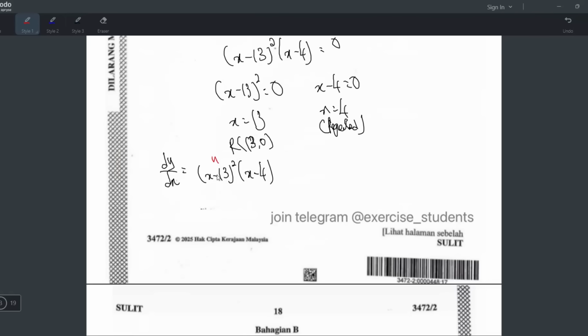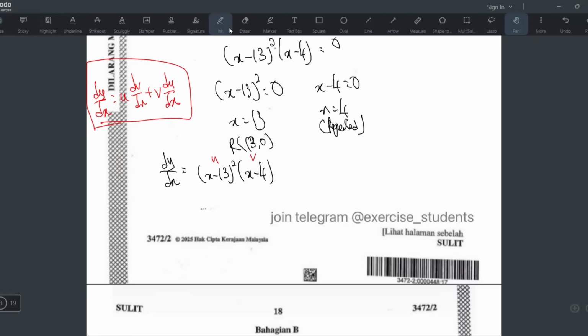So let U be (x minus 13) square, V be x minus 4. And the product rule formula looks like this: U dV dx plus V dU dx. This is the product rule formula. So now it's time to differentiate. I will not write dy dx. I will write d2y over dx2, the second derivative. Okay? And now I will start using this formula.